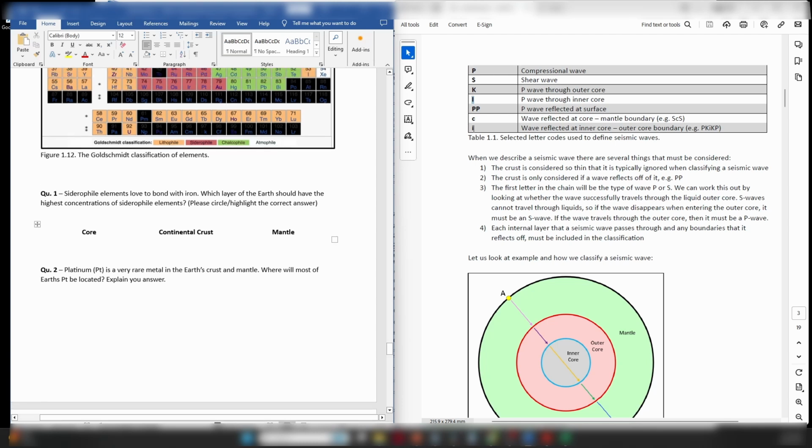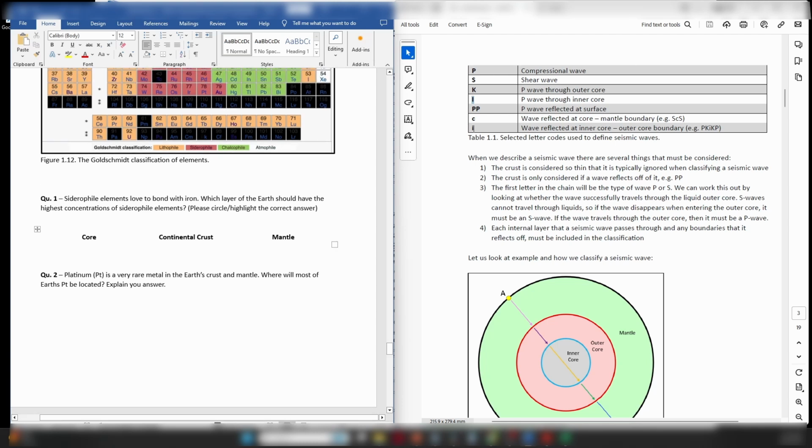So a classic example are the siderophile elements. So these are the iron-loving elements. So think about it. They love iron. Which layer of the Earth's interior would they want to go into preferentially? Would they prefer to be in the core, the continental crust, or the mantle? Okay.